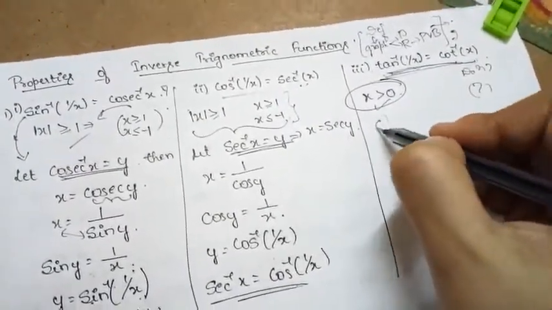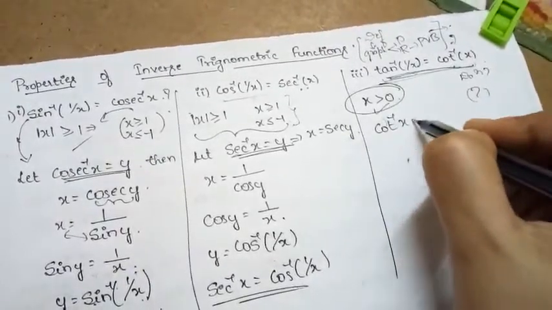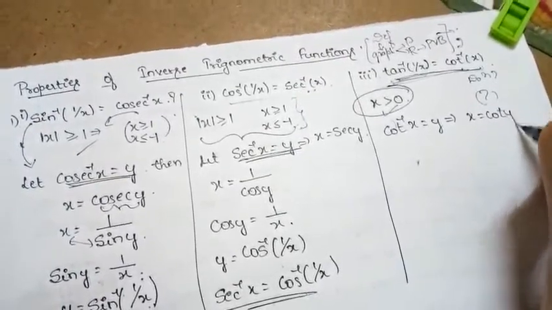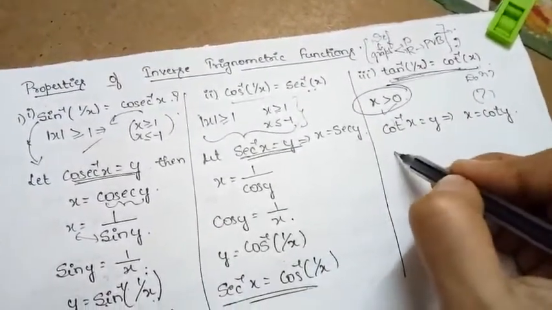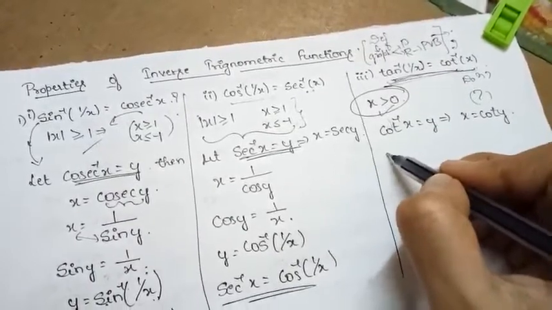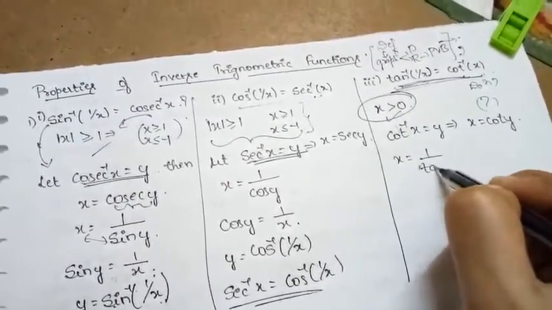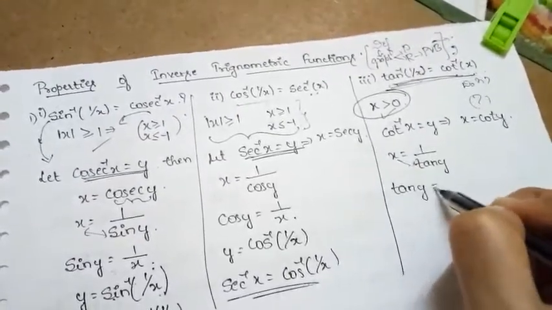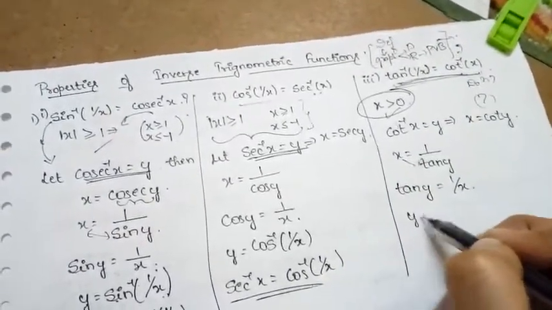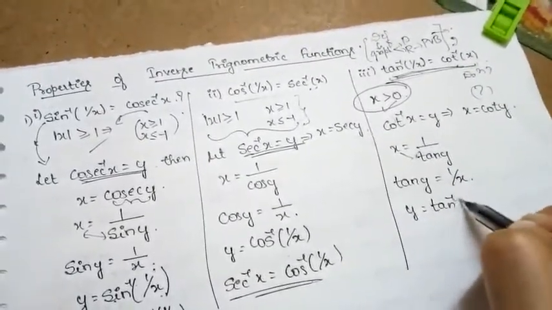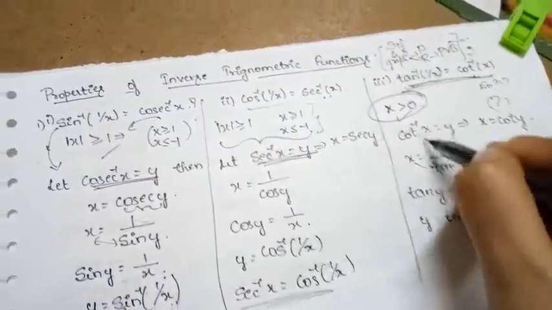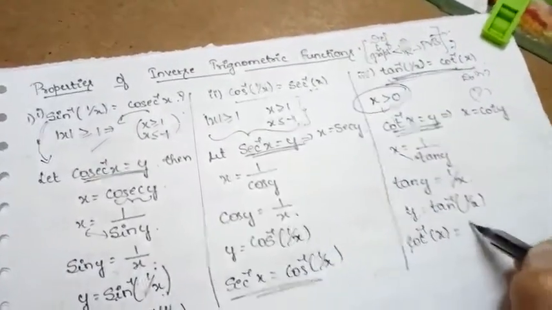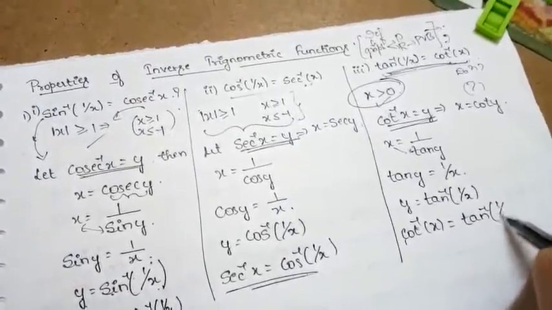So again, how are we proving it? I am considering cot inverse x is equal to y. This implies x is equal to cot y. Then what happens? x is equal to cot y means x is equal to 1 by tan y. Interchanging the elements from LHS and RHS, tan y is equal to 1 by x. Then y is equal to tan inverse 1 by x. What is y? y is nothing but cot inverse of x, which is equal to tan inverse 1 by x.